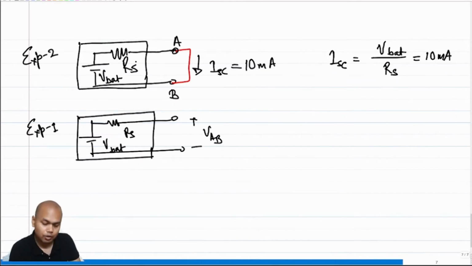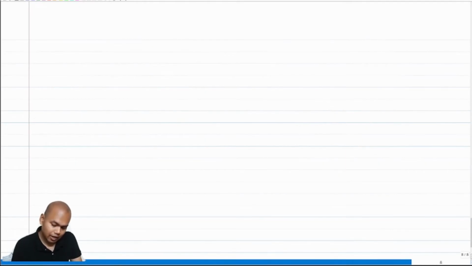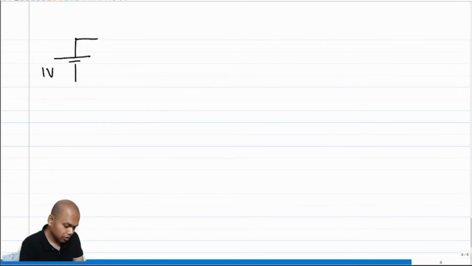And what is VAB in terms of VBAT? Because the current that I am drawing is 0 because of open circuit, VAB is equal to VBAT, which is equal to 1 volt. Which means my VBAT is 1 volt and my RS is 1 volt by 10 milliamp, which is 100 ohm. So essentially, the stuff that I have bought from the market is a 1 volt source with 100 ohm, and this comes inside my box.